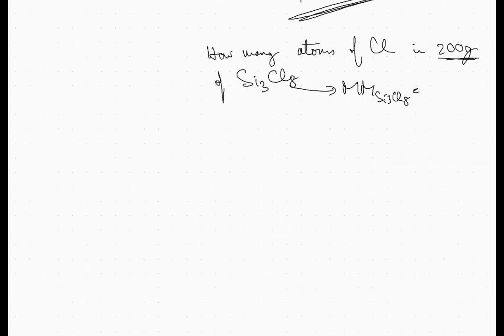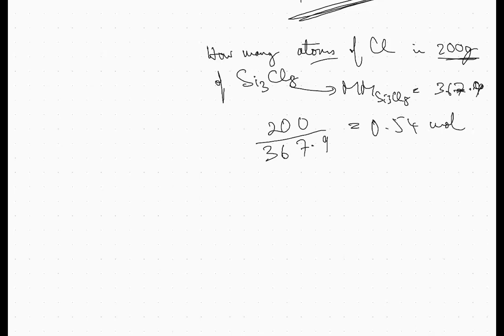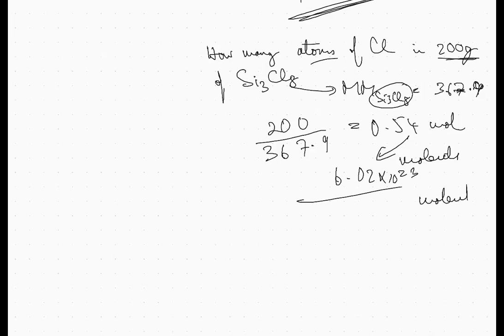Okay. How many atoms? So 200 divided by the molar mass, 367.9. I need not explain these things again. I get 0.54 moles. Now to see the molecules, these are in molecular form. Multiplied by 6.02 times 10 to the power 23, then I get molecules. Let's do that one. 0.54 times 6.02 times 10 to the power 23, I get 3.25 times 10 to the power 23 molecules.